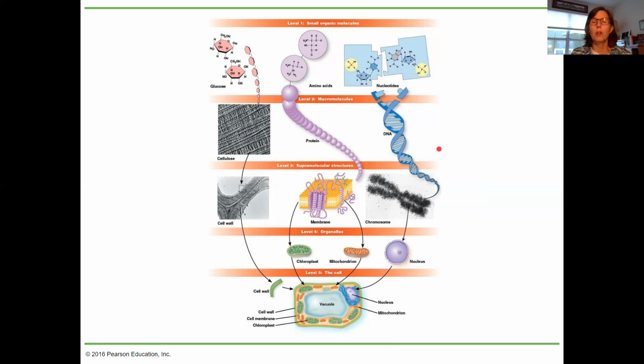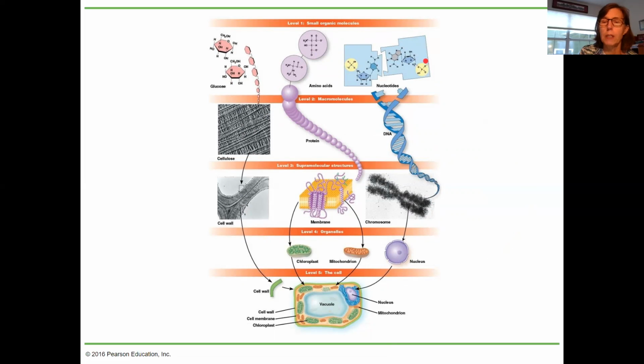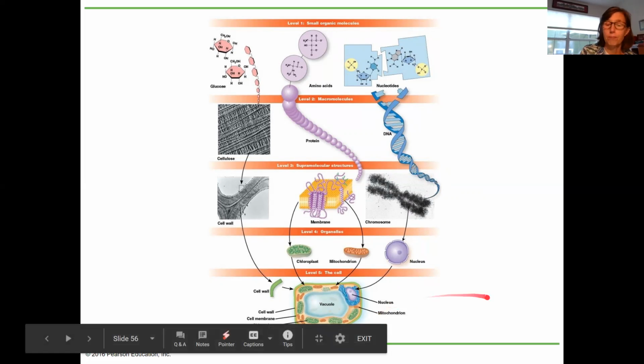When you see a figure like this, it's really helpful for you to take a minute and orient yourself. So you've got arrows that are coming down. You've got a cell here. You've got small organic molecules up here. So what it's showing you is how these are organized into macromolecules, and then sometimes supramolecular structures. And sometimes these are contained in organelles, and together those can form the essence of a cell.